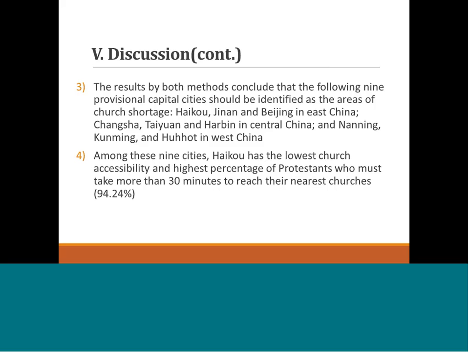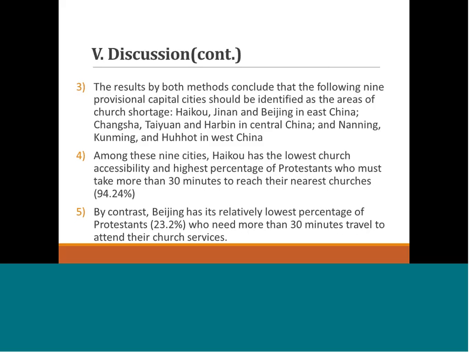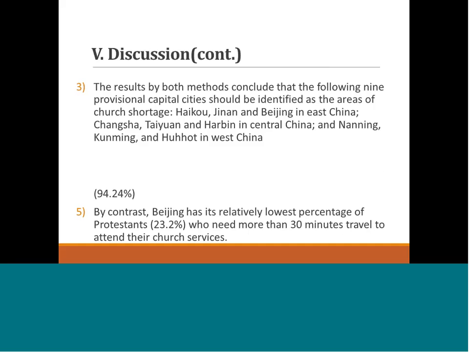Among these 9 cities, of course, you already noticed that Hankou has the lowest church accessibility and the highest percentage of Protestants who must take more than 30 minutes to reach their nearest church, about 94%. By contrast, Beijing has a relatively lowest percentage of Protestants, 23%, who need more than 30 minutes of travel to attend their church service every week.